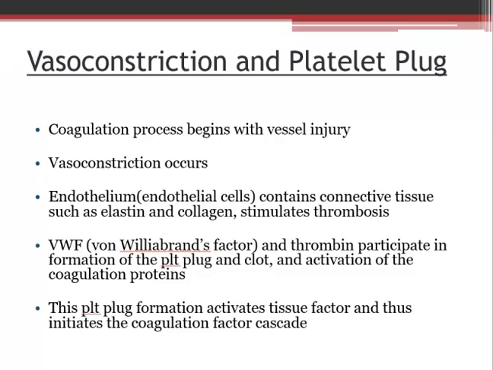Also, the von Willebrand factor and thrombin help participate in the formation of the platelet plug and the clot formation, and also the activation of your coagulation proteins, or another term is just coagulation factors. The platelet plug formation activates your tissue factor, which is also known as thromboplastin, and thus it initiates the whole coagulation factor cascade. And we'll be learning about the cascade here in just a minute and the different pathways of the cascade.